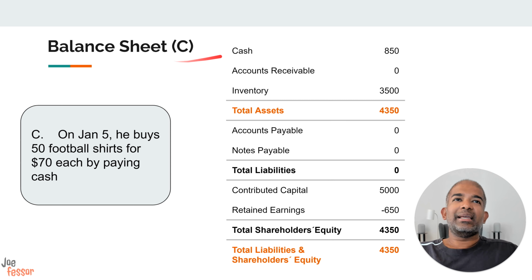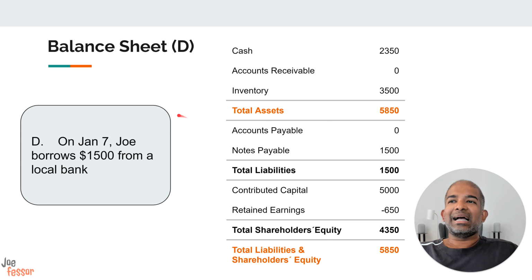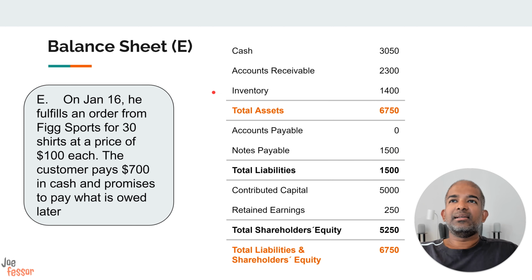Let's see what it looks like at the end of transaction C. You're buying 50 shirts for $70 each. So your cash went down even further, your inventory went up. No change on the other side, and hence it stays in balance. After transaction D, your liabilities go up, your cash went up by 1,500. Again, it stays in balance.